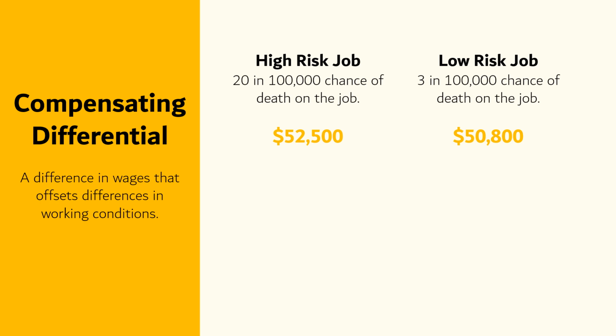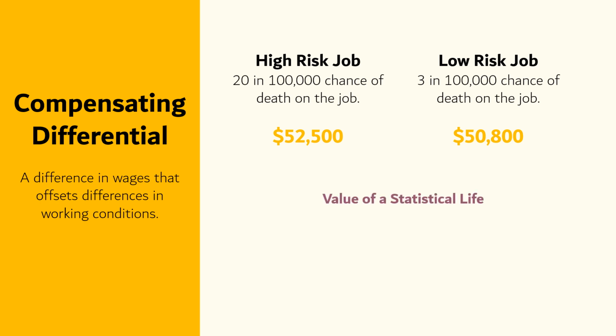Suppose we have two jobs which are equivalent in every way except that one has a high risk of death on the job and the other has a low risk. The high-risk job has a death rate of about 20 in 100,000 people each year, while the low-risk job has about a 3 in 100,000 chance of death on the job each year. Let's say the high-risk job pays $52,500 per year, while the low-risk job pays $50,800 per year. Does that seem like enough of a difference to get you to be willing to take the riskier job? To get a sense of this compensating differential, we can compute the value of a statistical life.